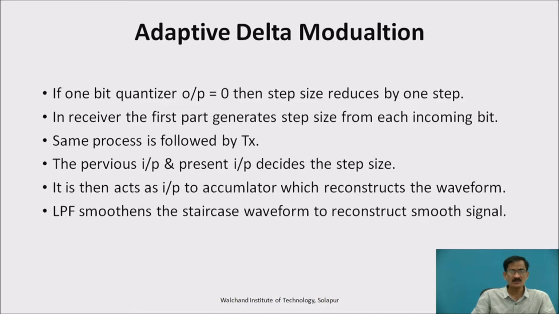In the receiver, the first part generates the step size from each incoming bit. The same process is followed by the transmitter. The previous input and present input decide the step size. It then acts as input to the accumulator, which reconstructs the waveform. The low pass filter smoothens the staircase waveform to reconstruct a smooth signal.